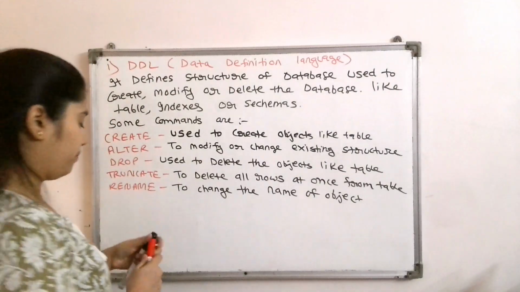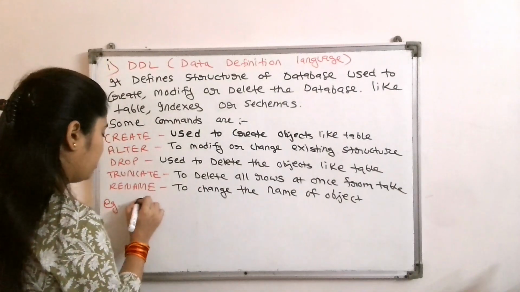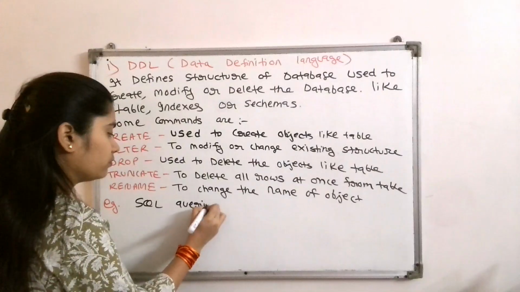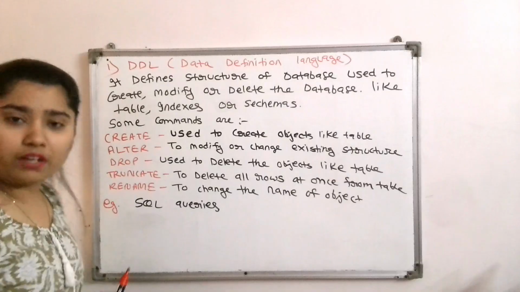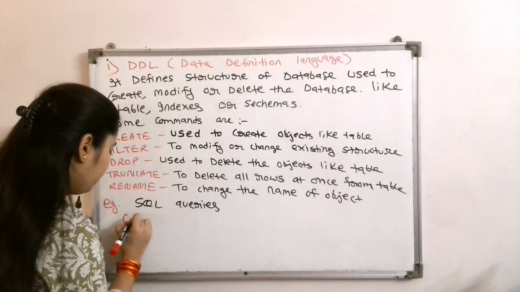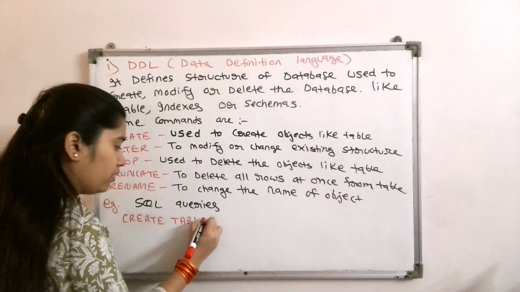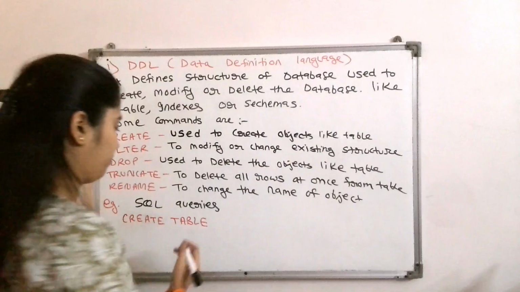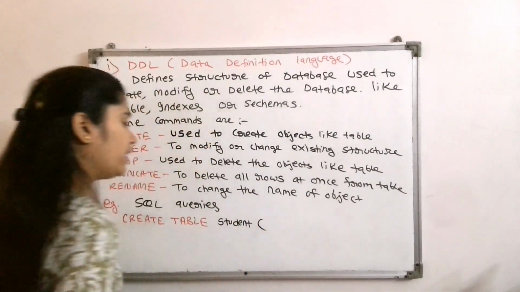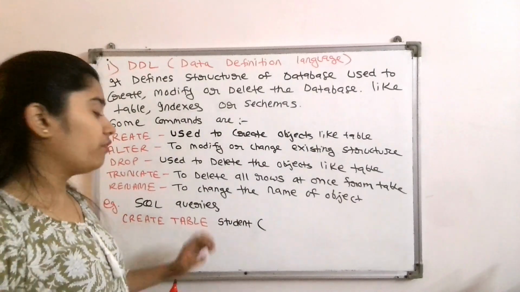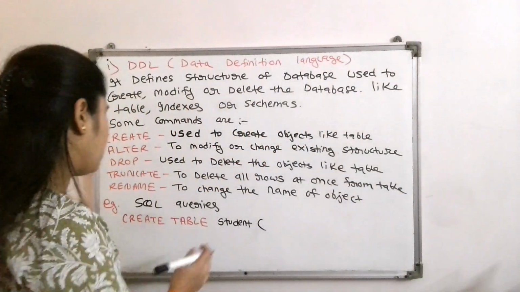For create, we will see an example. It is an SQL query. Now, how do we write SQL queries? If you want to use the create command, how do we write it? Create table. Now we write the table name. Suppose we have taken student. Then inside it, for the student table we have created, we now want to tell the database the columns of the table. So let's write the columns.